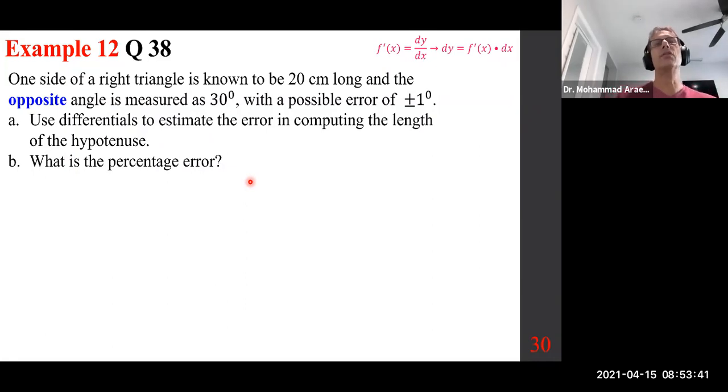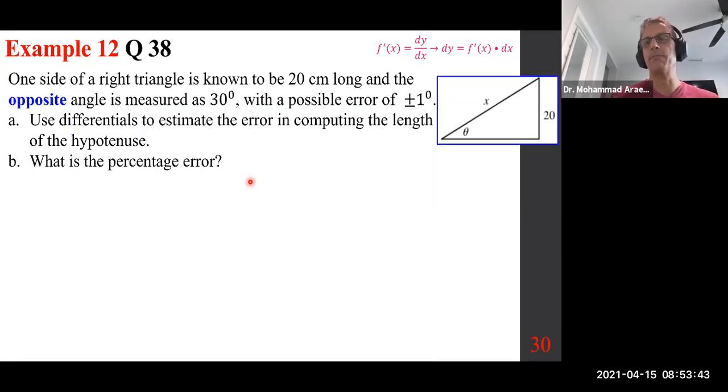So let's do the drawing first and foremost. So one leg, if this leg is 20, okay, and the opposite angle is measured as 30 degrees. Here's the opposite angle. The reason we don't put 30, because we have a possible error. So let's say theta. Okay, and theta is 30 on a regular basis. So this is the opposite angle. So here's one leg, here's the opposite angle.